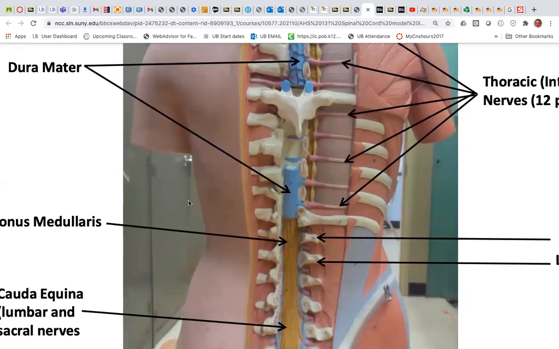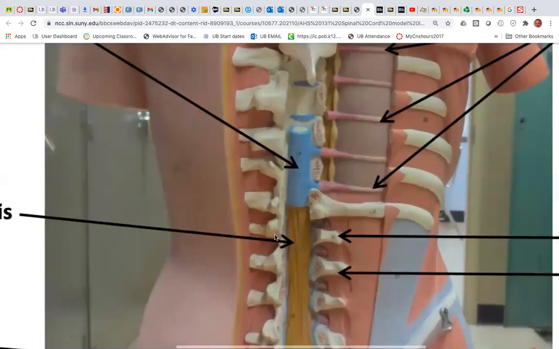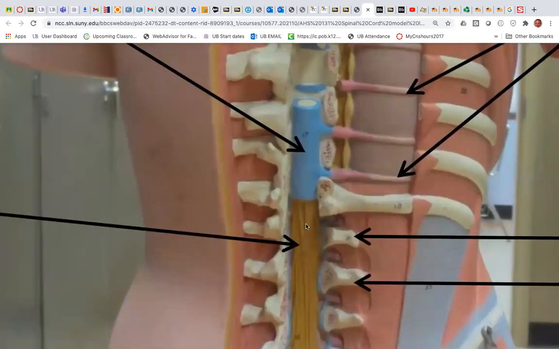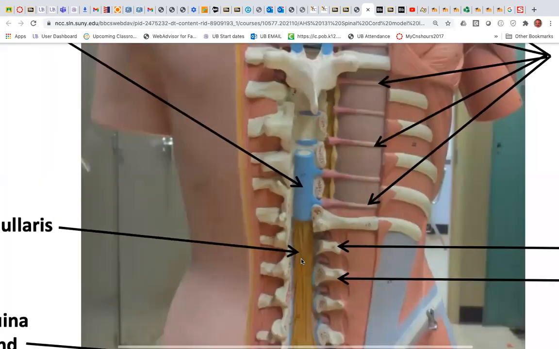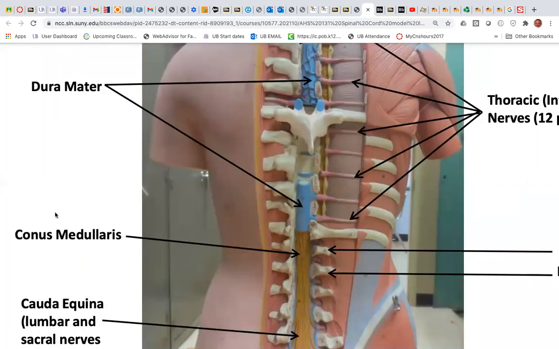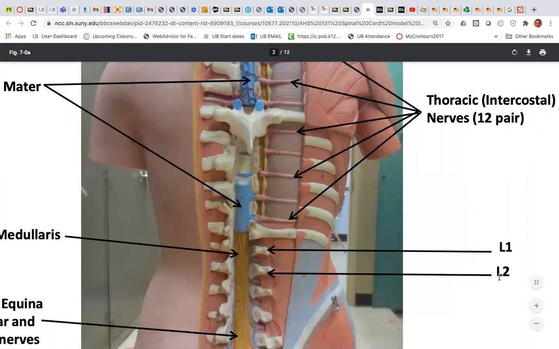As we go down, we will see that the spinal cord tapers and comes to an end right here. You see, it looks like a cone. If we zoom in there, like an ice cream cone, it comes to a tip, to an apex. That end of the spinal cord is called the conus medullaris. Here are the L1 and L2 vertebrae.